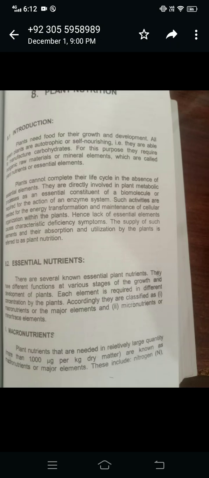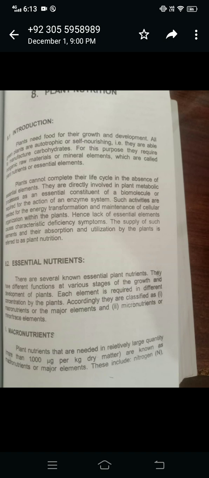Plant nutrition introduction. Plants need food for their growth and development. All green plants are autotrophic or self-nourishing, i.e. they are able to manufacture carbohydrates. For this purpose, they require organic raw material or mineral elements, which are called nutrients or essential elements.